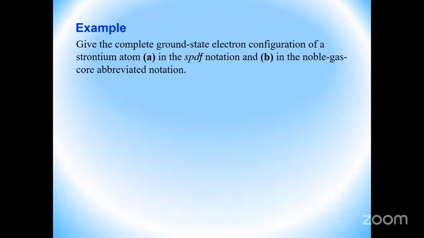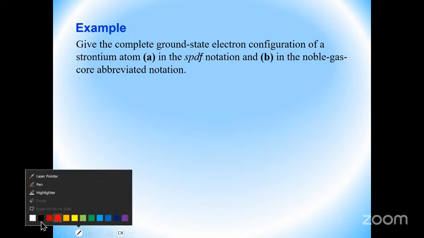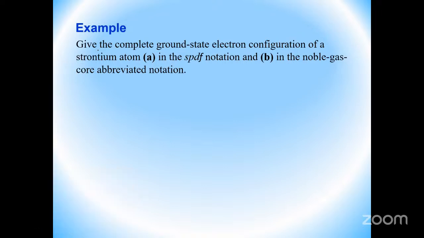So here's another question. Give the complete ground state configuration of strontium atom in the spdf notation and also in the noble gas notation. What's the atomic number of strontium? Sr is 38, so the atomic number is 38. Let's deal with the complete configuration first.